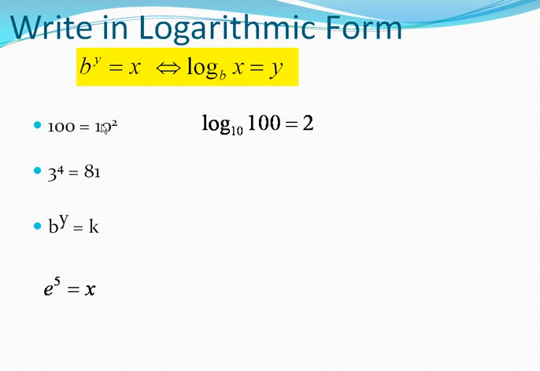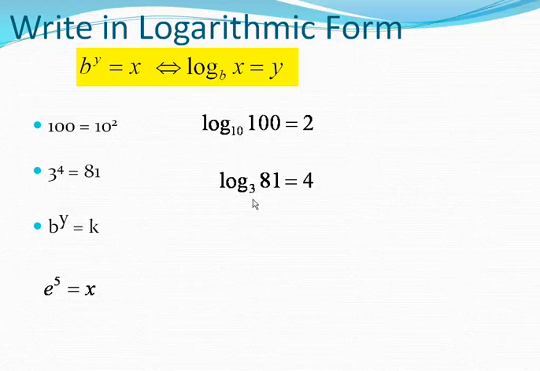Anyways, log base 10, and then you just swap the 10 and the 100. So now the 100 is here, and it equals 2. So we would say log base 10 of 100 equals 2. Again, take a moment, repeat that to yourself. The second one, again, our 3 is our base, so it will also be our base in log form, and we just switch the 4 and the 81. Log base 3 of 81 equals 4. Go ahead and hit pause and try those second two.